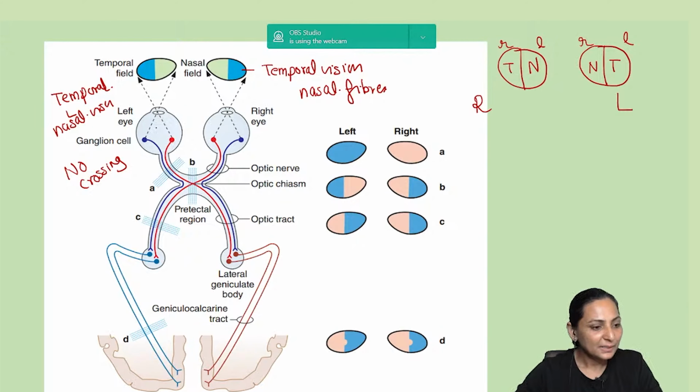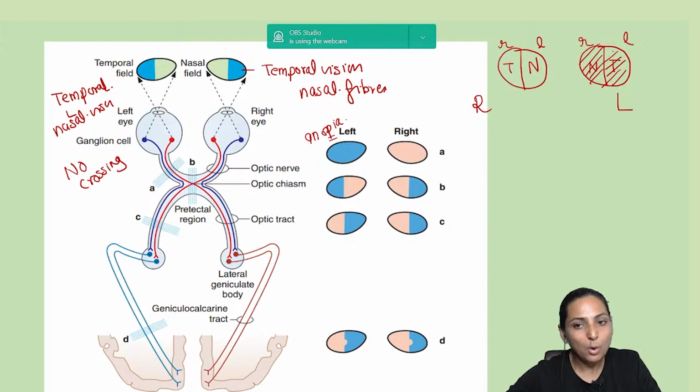Therefore, with lesions of the optic nerve, there is going to be a total anopia. Suppose it is the left eye: total anopia means loss of vision of the nasal side and of the temporal side of the same eye whose optic nerve is involved. For example, in optic neuritis. So when the optic nerve is involved, there is a total loss of vision of the same eye, anopia.